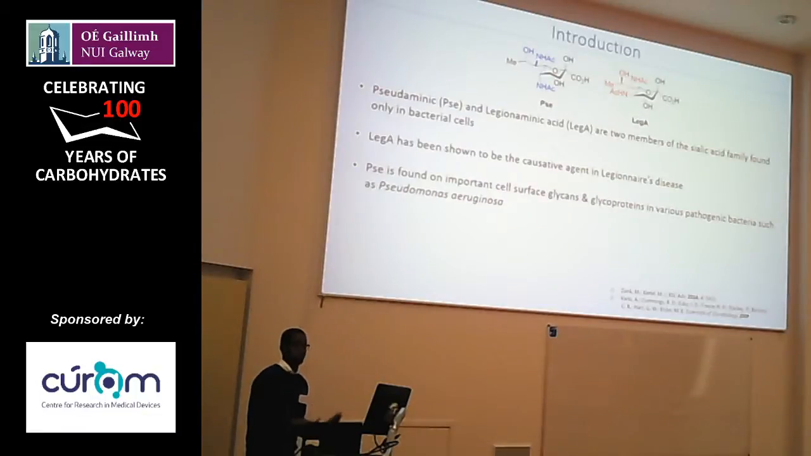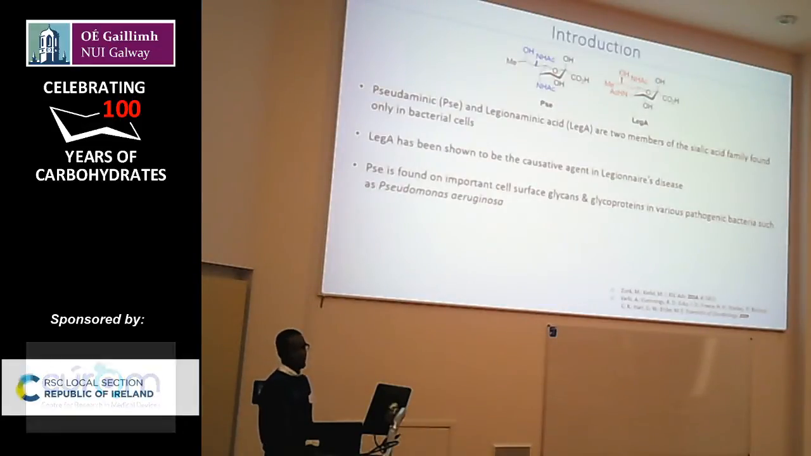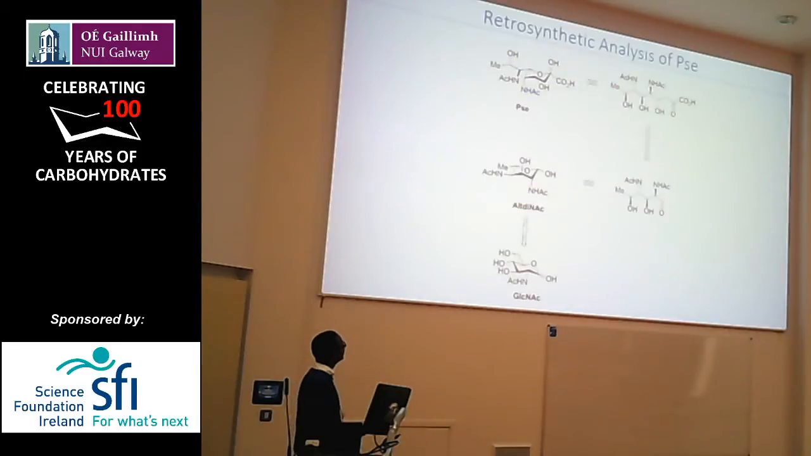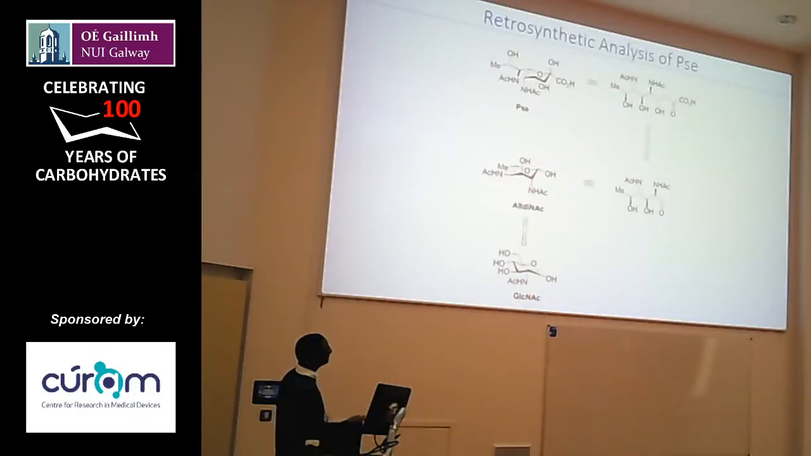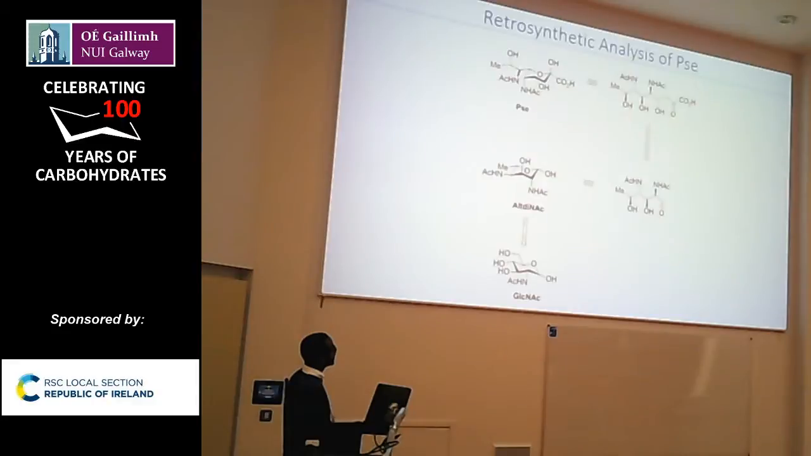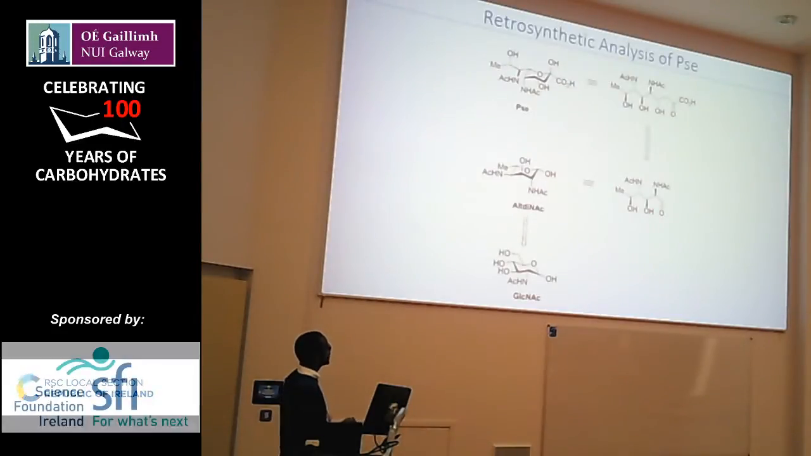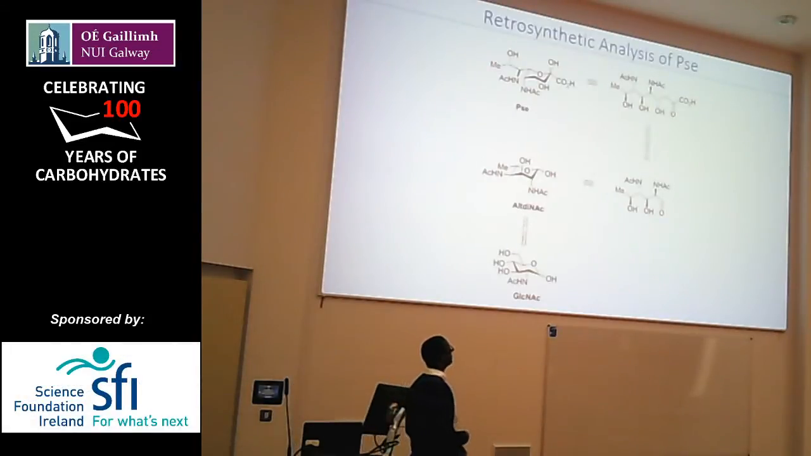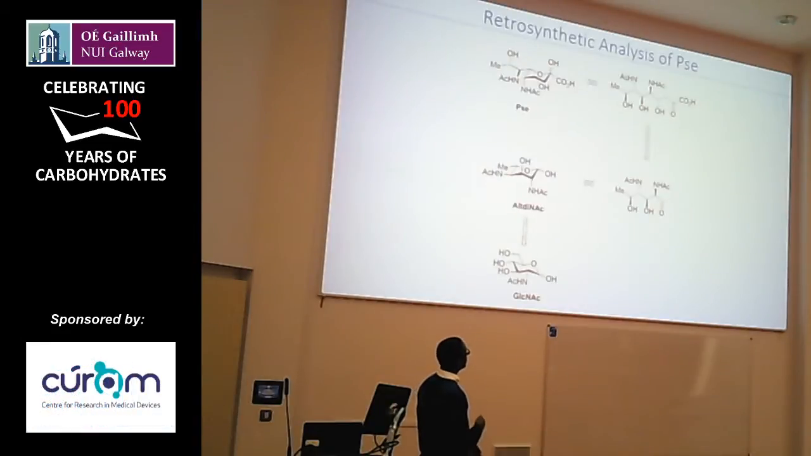So in order to conduct meaningful biological studies to clarify the function of pseudaminic acid in bacterial pathogenesis, more practical means for the synthesis of pseudaminic acid itself are needed. This is pseudaminic acid here, and it exists in its open chain form. We can gain access to this from this advanced intermediate, DITNAC, which is also in the biosynthetic pathway towards pseudaminic acid. So we're mimicking the biosynthetic pathway in our synthetic strategy as well.